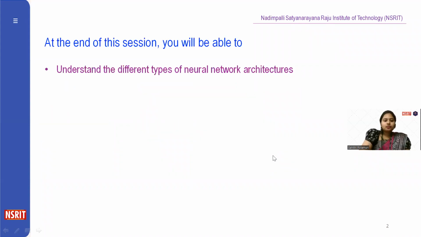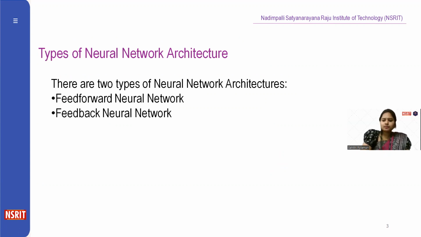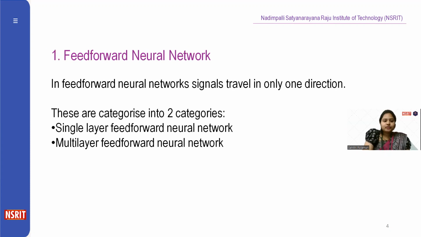By the end of this session, you'll be able to understand the different types of neural network architectures. Basically we have two types of neural network architectures: feed-forward neural networks and feedback neural networks. These are the two types. Let us discuss these two neural networks.